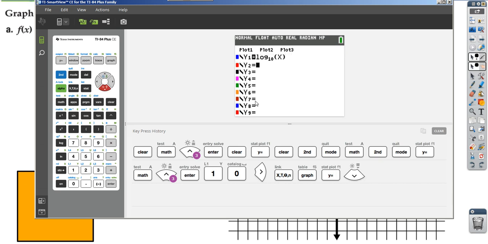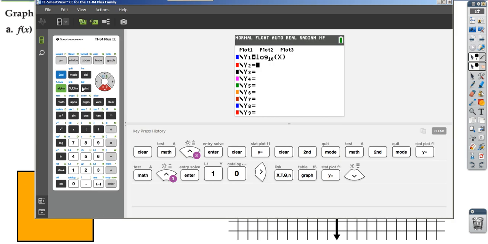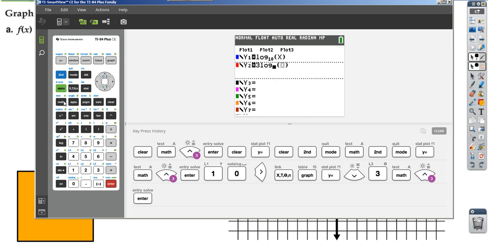But what we want to graph, let's remind ourselves, is 3 log base 10 of x plus 1. So the plus 1 is going to move it up 1, add to y, go high. The 3 is going to vertically stretch it. So let's verify that that's the picture that we get. Log base 10, and this is going to be x right here, and then we have to add plus 1.